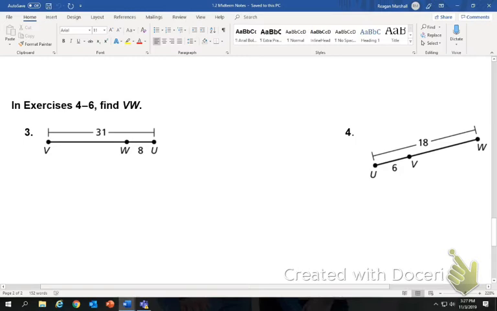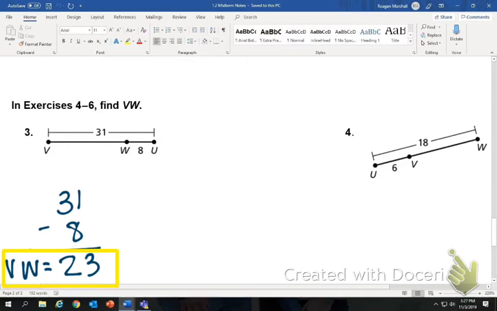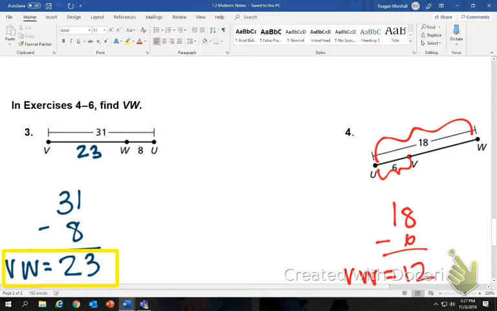We've got 3 and 4. It says find the length of VW. So we know the full length is 31. You already have 8 of the 31, so we are going to subtract in order to find the length of VW. So VW equals 23, because 23 plus 8 will give you 31. The same thing with number 4, we have the full length of 18. We have 6 of that 18, so to find what remains, we're going to subtract. So VW will equal 12.